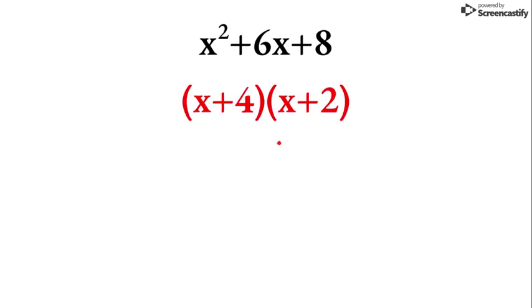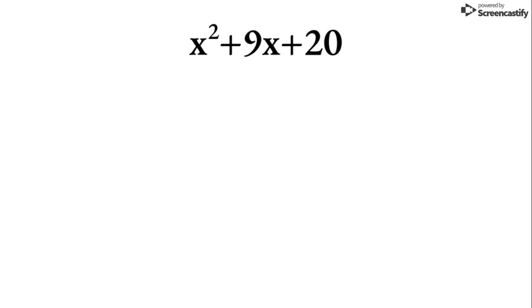The first term of each of our 2 binomials is going to be x, and that will be true as long as the coefficient of x squared is 1. The other term of each binomial is going to be the 2 factors we just found, 4 and 2. So we can write our expression out, and we get the quantity of x plus 4 multiplied by the quantity of x plus 2. If we multiplied those 2 binomials together, we would end up with the same expression that we started with, x squared plus 6x plus 8, showing that factoring is just a different way of writing our original trinomial. Let's try another example.